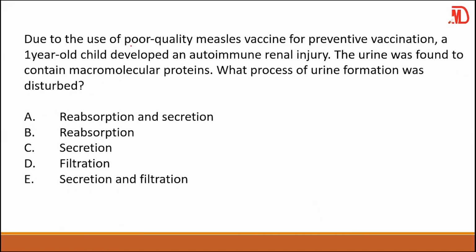Due to the use of a poor quality measles vaccine for preventive vaccination, a 1-year-old child developed autoimmune renal injury. The urine was found to contain macro proteins. What process of urine formation was disturbed? So anytime you are having a kidney failure, what do you think is going to be affected the most? Who can tell me? Is it reabsorption? Filtration.